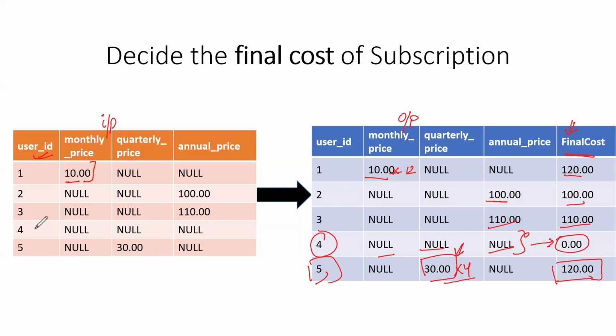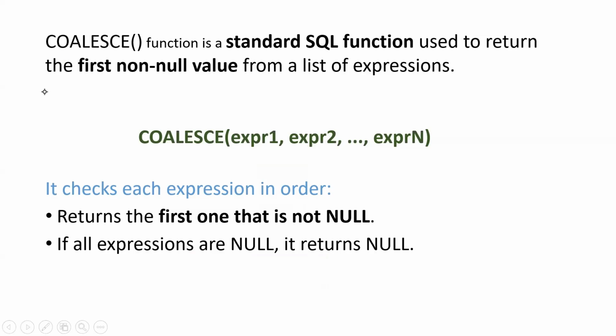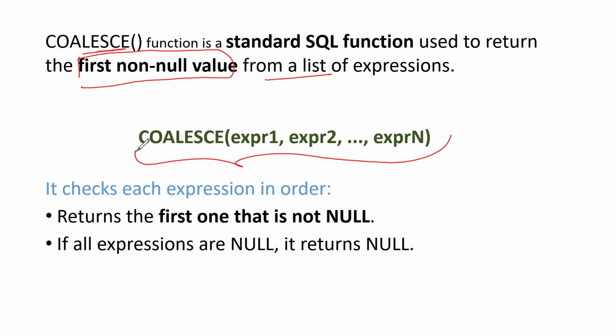Now it's a very easy question if you know about the Coalesce function. And if you do not know about the Coalesce function, this question may be head scratching. So let's quickly look into the Coalesce function. Coalesce is a standard SQL function. It returns the first non-null value from the list of expressions. So this is the syntax of the Coalesce function.